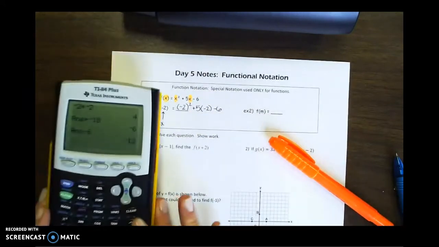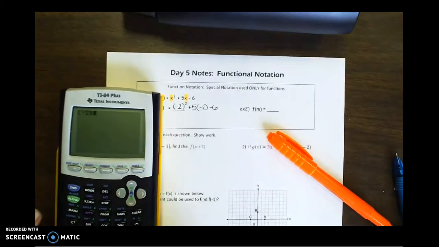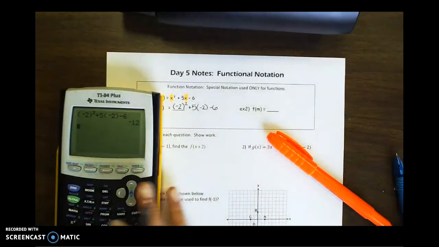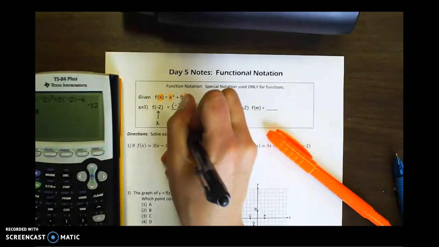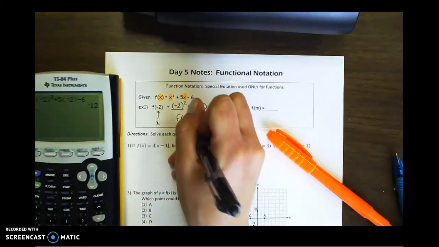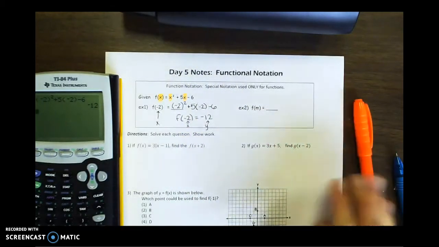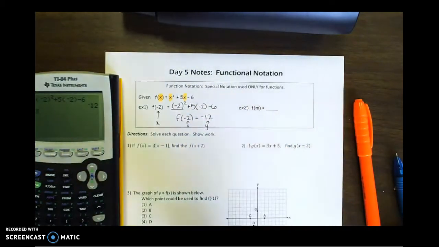And now we can use the calculator to help us solve. So I'm going to go here to my calculator, parentheses -2 squared plus 5 parentheses -2 minus 6, and we get -12. So that means f of -2 is equal to -12. So this would be my x value, and the whole thing would be equal to my y value. All right, so let's take a look now at example number 2.